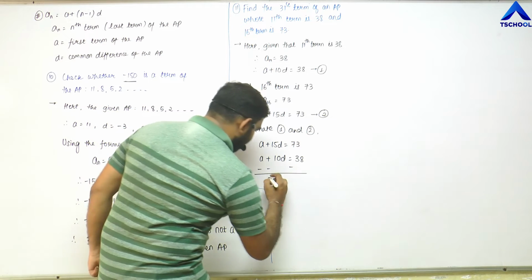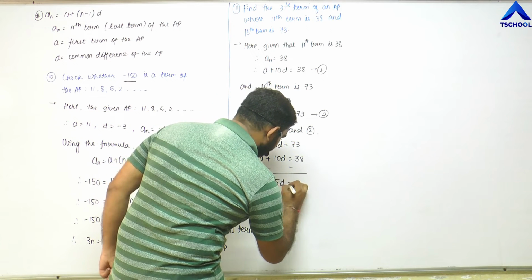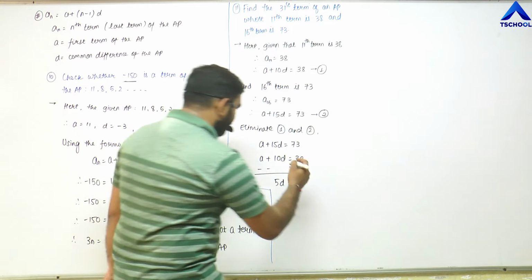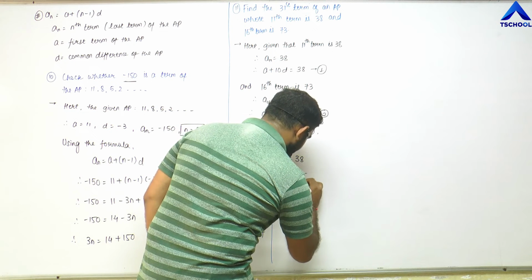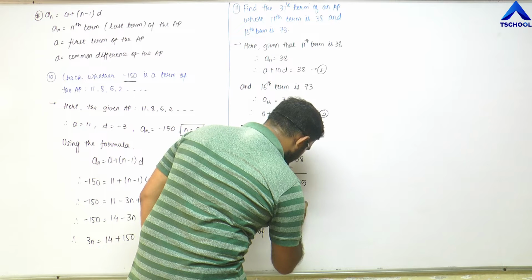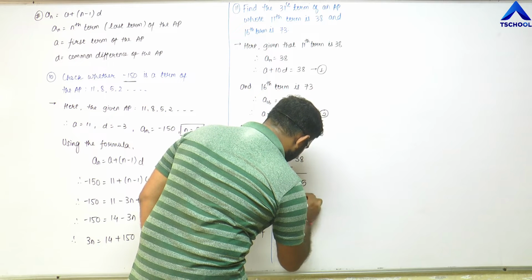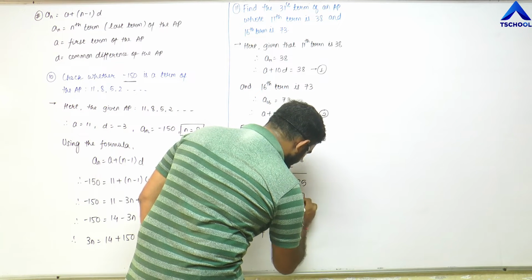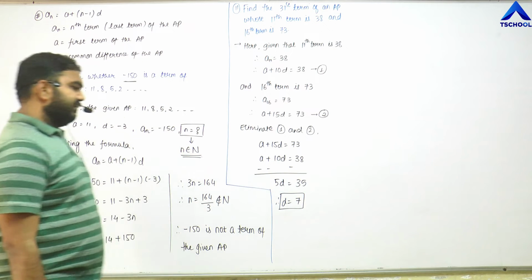15D minus 10D, that is 5D, is equal to 73 minus 38, that is 35. If you clearly see, that is 35, and hence D is equal to 7, right? So we got the value of the common difference, that is 7 here.